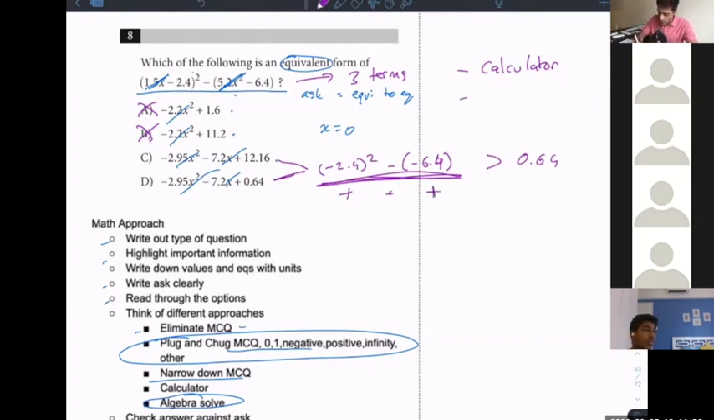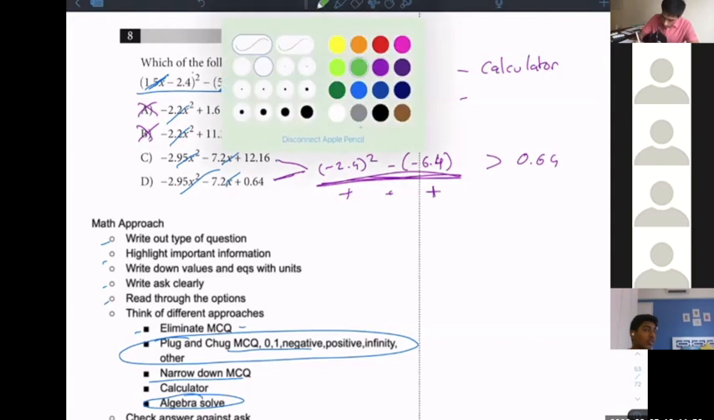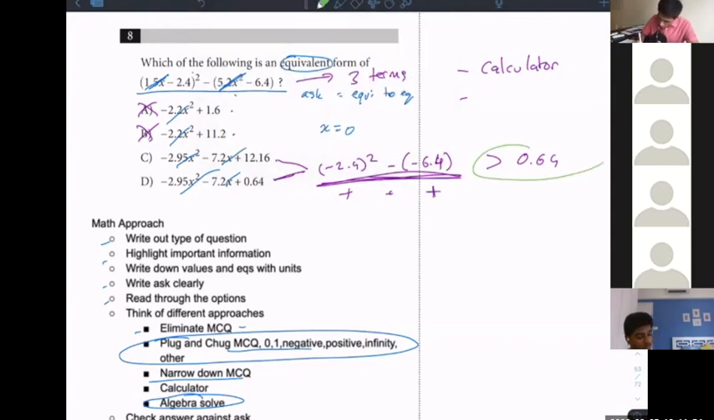What's another way? So I'm going to write this in green. This is an approach that is less than 5 seconds. Okay, can somebody give me another approach that's less than 5 seconds? Varuni. You could estimate minus 2.4 as minus 2. So that becomes 4. And 6.4 is 6. And then you could guess.